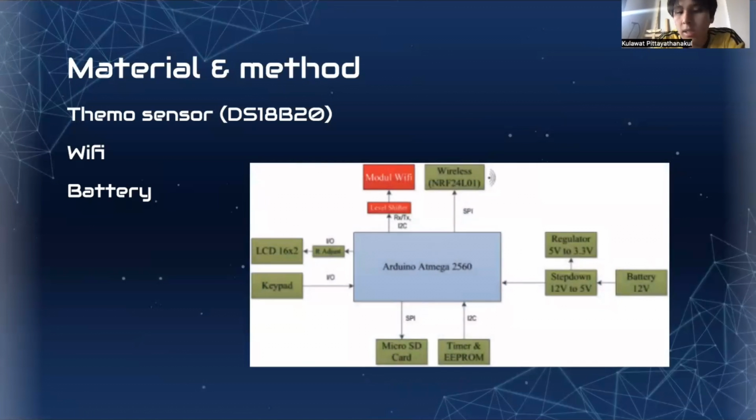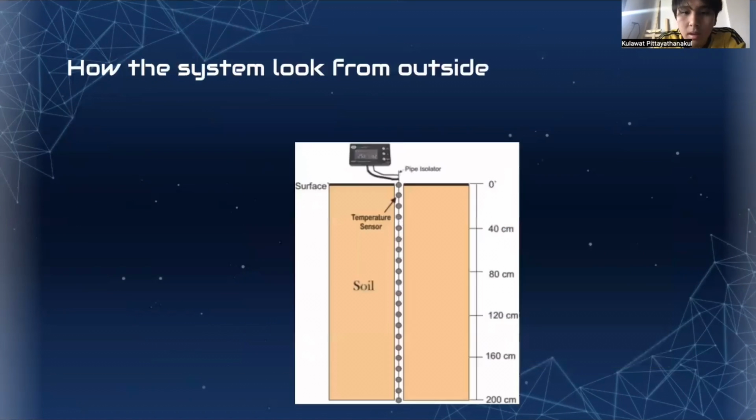This measurement sensor is based on an Arduino microcontroller, which determines temperature at each depth with a sensor every 1 centimeter. Depth goes up to 2 meters, with 21 sensors detecting temperature, using Wi-Fi to send data and storing data on a micro SD card. That makes it easier to retrieve data in the field. So this is how the system will look from the outside.